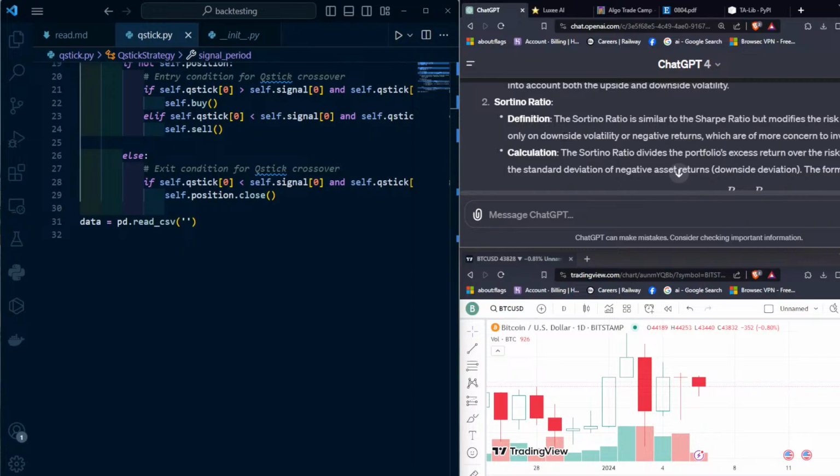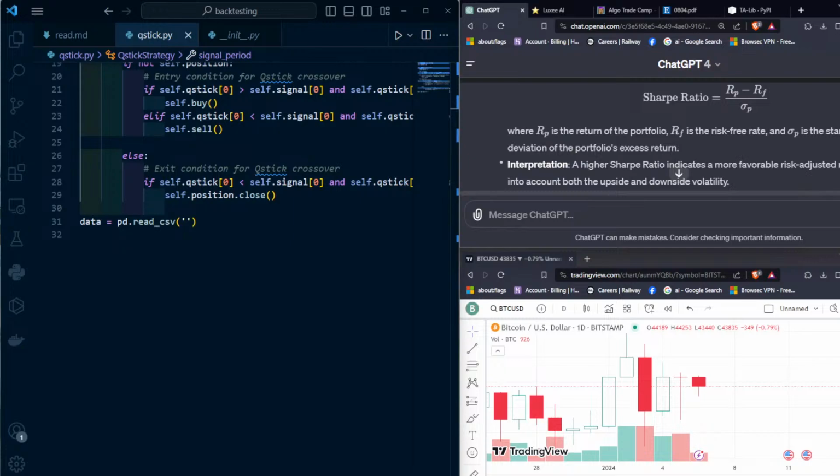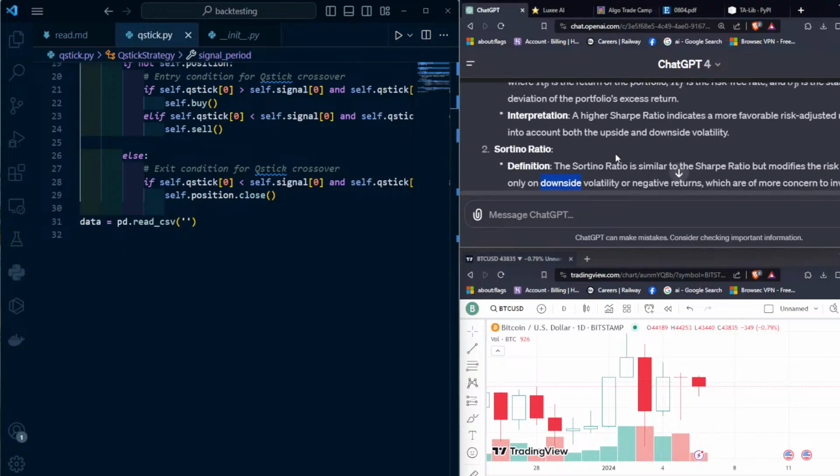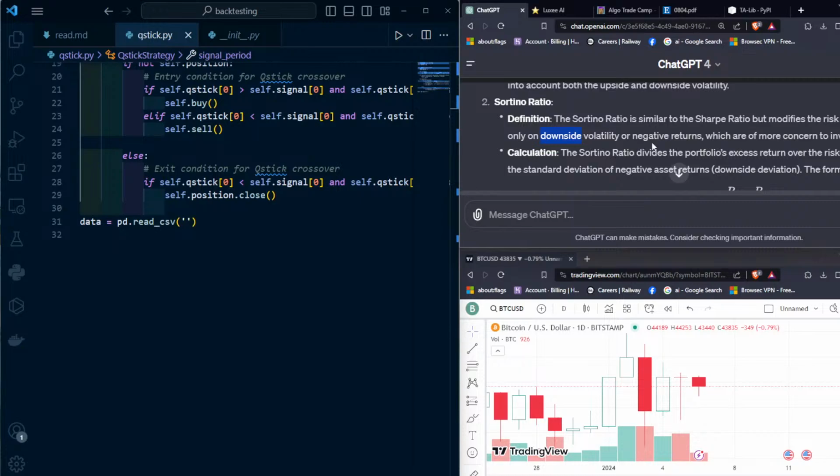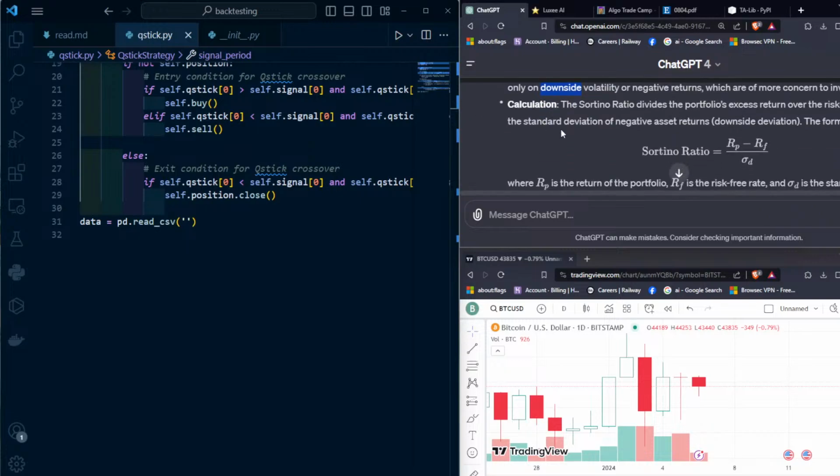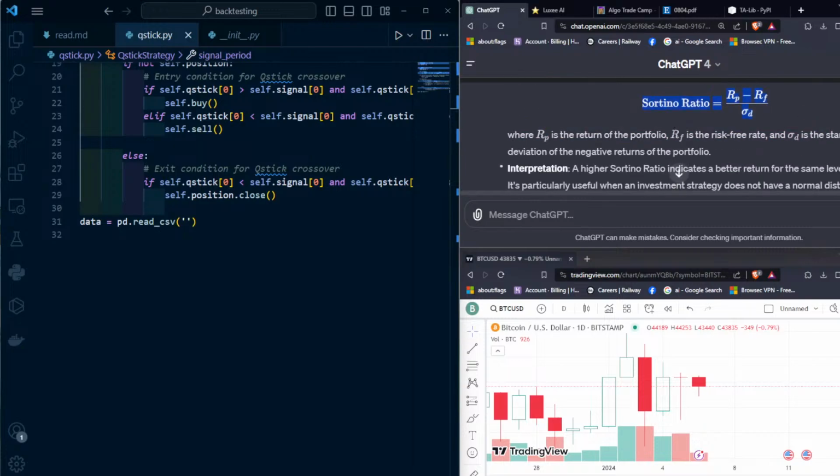Let me see if this loaded. Okay, it's still loading. Okay, the Sortino ratio is similar to the Sharpe ratio, but modifies the risk factor to focus on only downside. As I said, the Sortino tells you the risk in the downside, or negative returns, only negative. But the Sharpe ratio cares about the negative and the positive, which is more of a concern to investors. So this is your concern. The Sortino ratio divides the portfolio's excess return over the risk-free rate by the downside standard deviation, and this is basically the math equation for it.